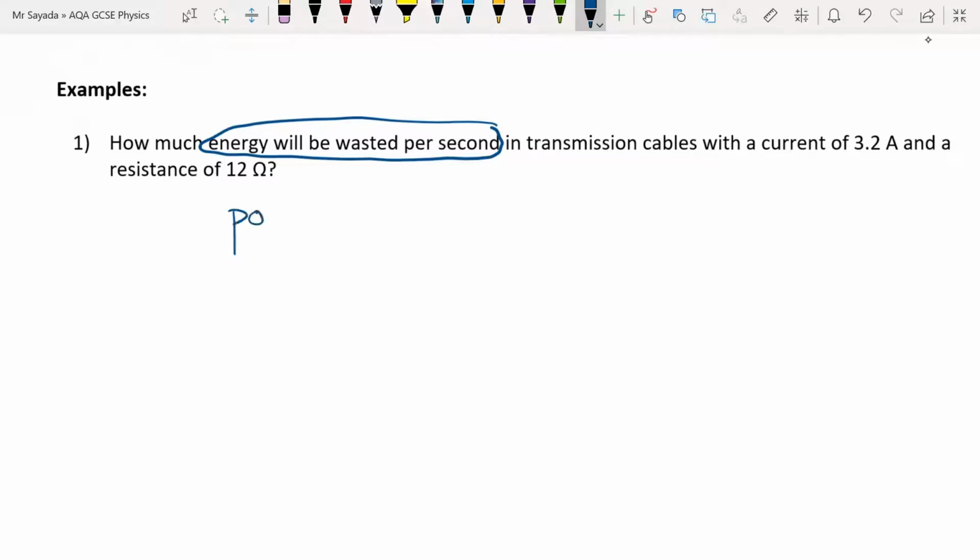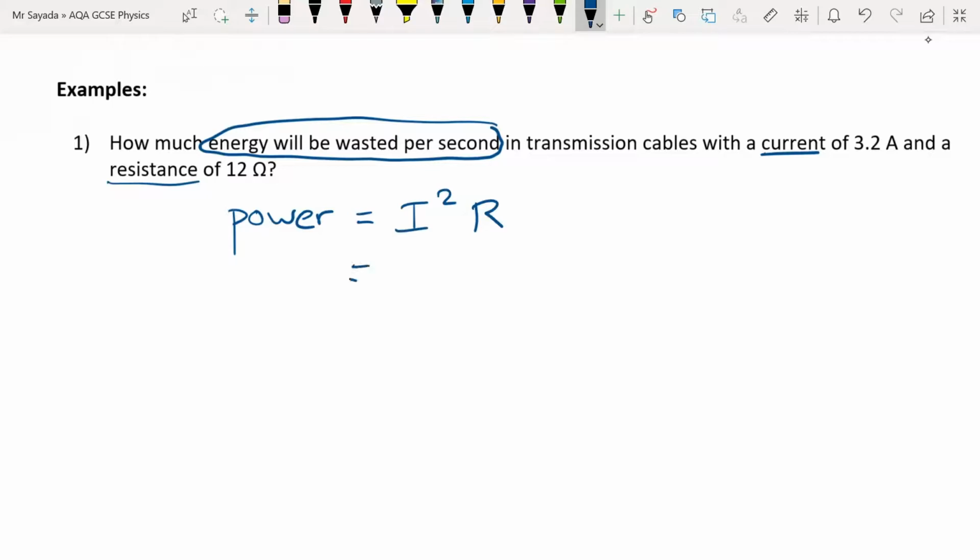So this question hasn't asked for power, but it actually has asked for power. It said how much energy will be wasted per second. What that means is what is the power wasted per second? So we need to find a formula which links power, current, and resistance. What is the equation which links power, current, and resistance? Say your answer to the video now. The equation which links power, current, and resistance is power equals current squared times resistance.